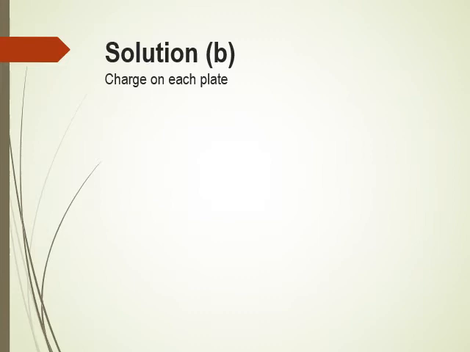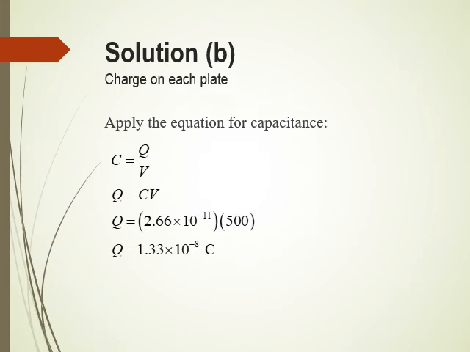To calculate the charge on each plate, you can simply apply the equation for capacitance, which is C equals Q over V. Rearrange the equation: Q equals CV, and substitute the values into the equation. You will obtain Q equals 1.33 times 10 to the power of negative 8 coulomb.